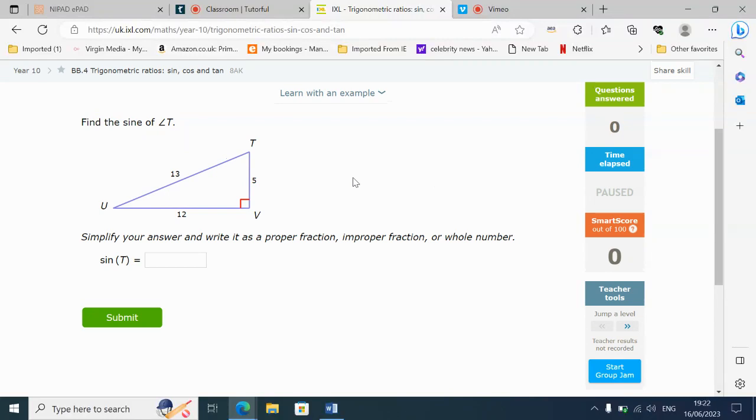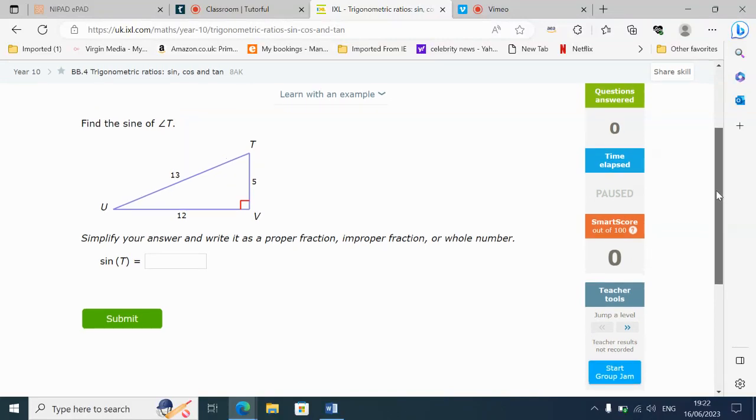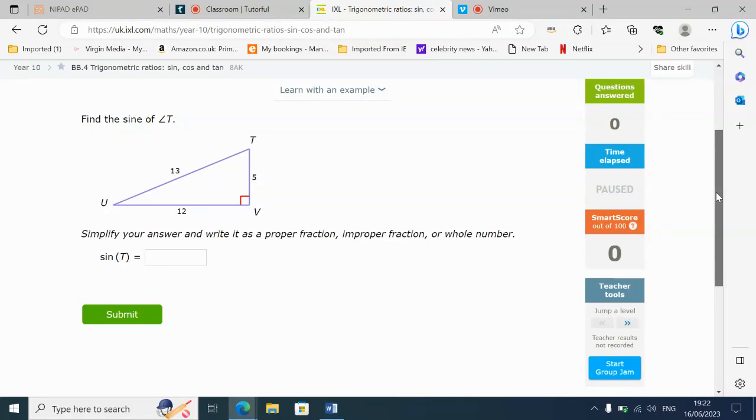How do you work it out? For sine, you do opposite over hypotenuse. Okay, tell me what we need to do here. So opposite would be 12, yep, and hypotenuse would be 13, because it's the longest side.